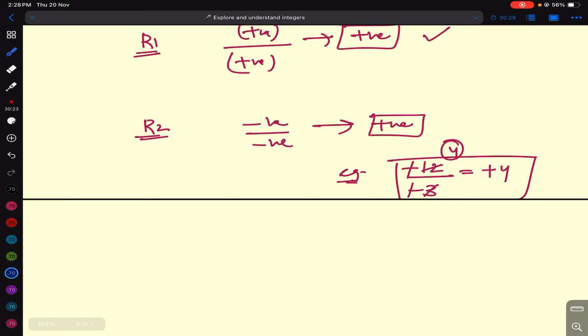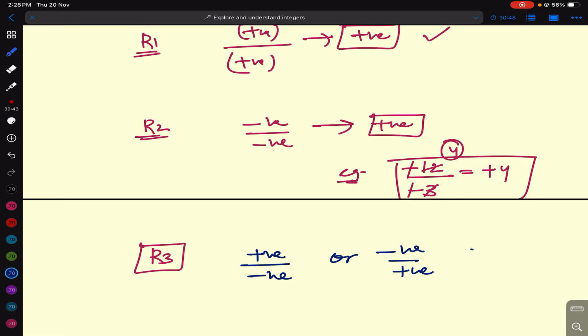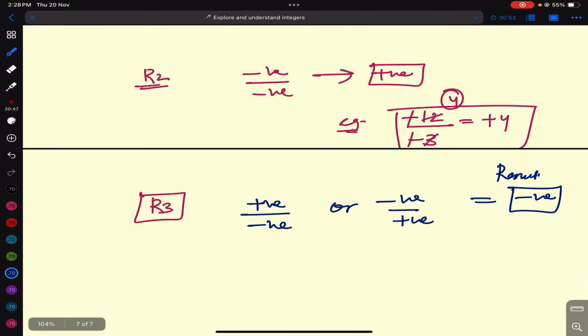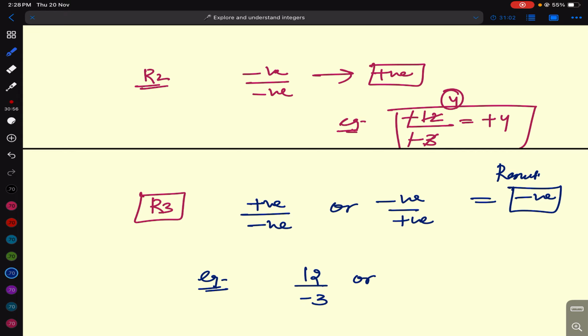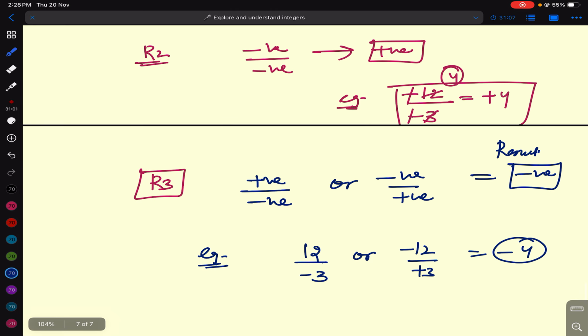But the situation would turn now. In the previous cases we have seen positive being divided by positive and negative being divided by negative, but the situation would be different if positive is divided by negative or negative is divided by positive. In both cases you are going to have a negative result. For example, if you are dividing 12 by negative 3 or negative 12 by positive 3, in both cases you will get negative 4 as the answer.